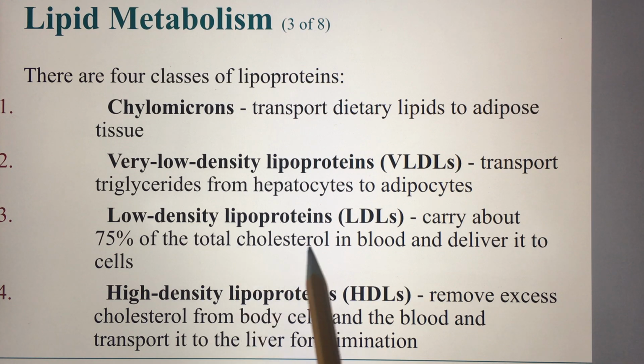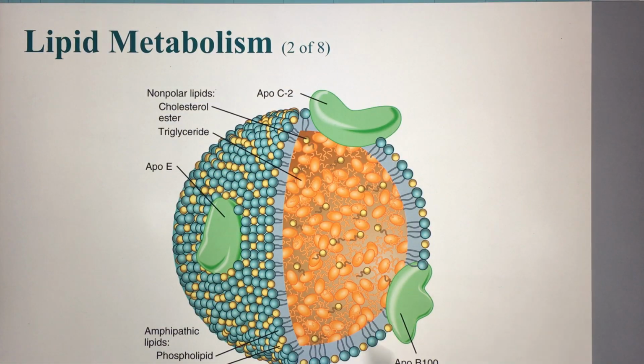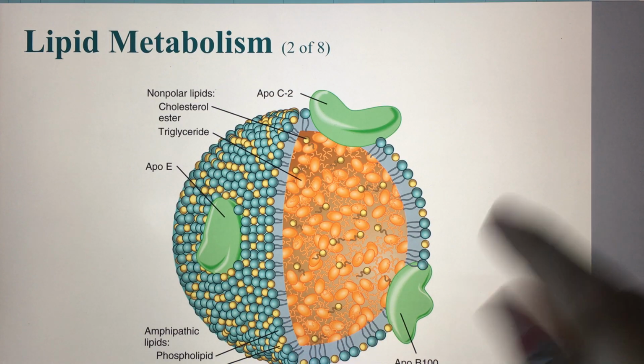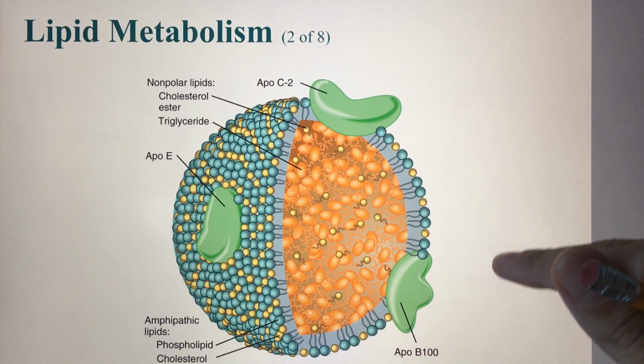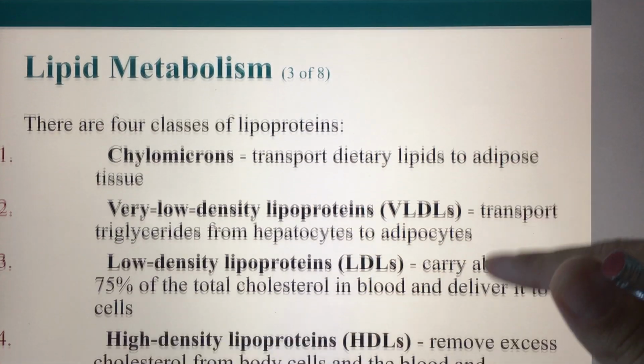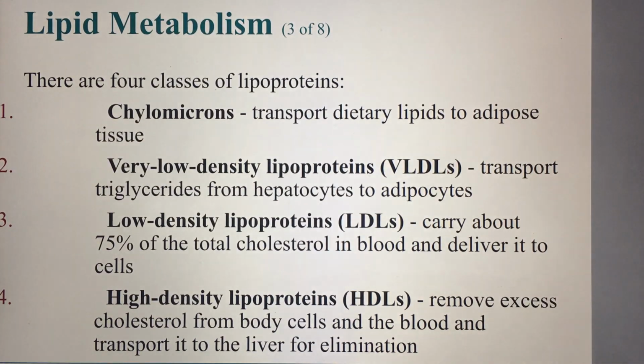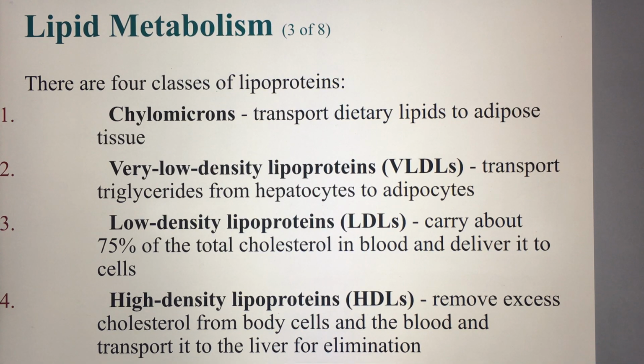Cholesterol is a molecule that has a bad rap, but this molecule is actually also useful in our body for various things. For example, it is a part of these lipoprotein membranes as well as all of the membranes in our body cells. Cholesterol is actually a useful molecule. We just can't have too much of it in our blood, because if we have too much cholesterol in our blood, that's going to create plaques, the blockages inside of the blood vessels. So 75% of the total cholesterol in blood is delivered to the cells by the LDLs.